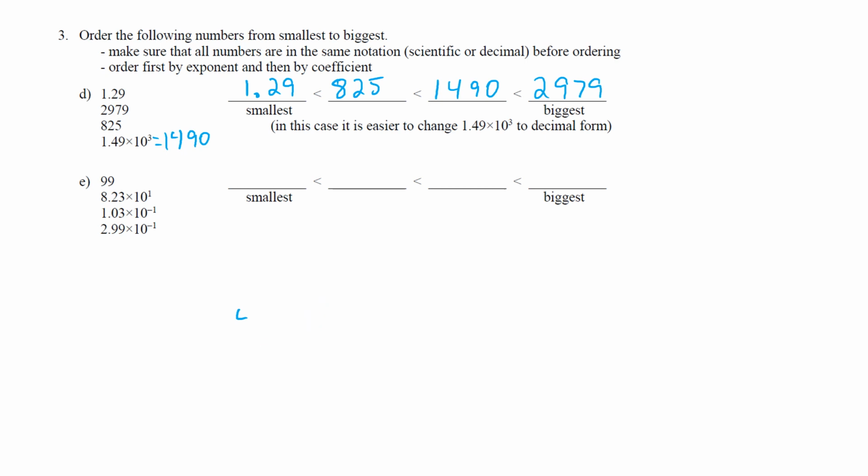Finally, same thing for E. Notice here only 1 is in decimal form, so I can change this to 9.9 times 10 to the 1. I have 10 to the negative 1s. These are the smallest. 1.03 is therefore my smallest. And then I get 8.23 times 10 to the 1. And then finally 9.9 times 10 to the 1, or 99.